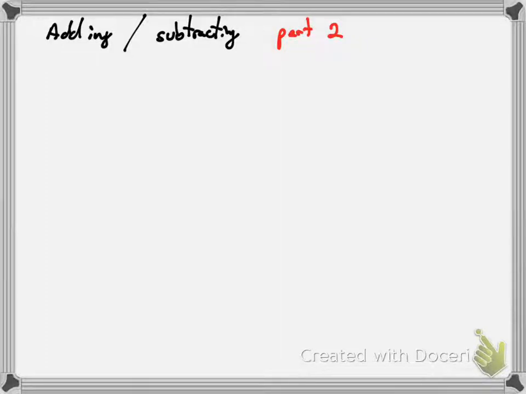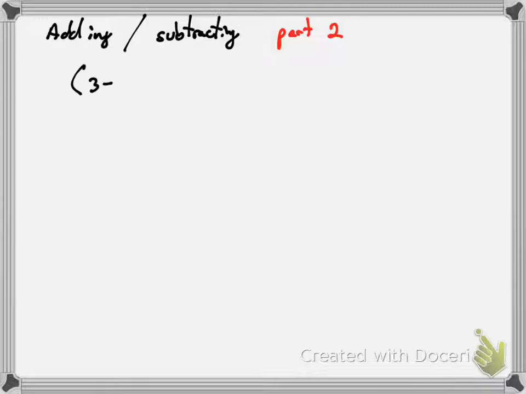This video is the second part of section 1.3 for college algebra. I'm sorry I didn't label the slide very well, but again, this is part 2 of section 1.3. We're going to start talking about adding and subtracting of complex numbers.